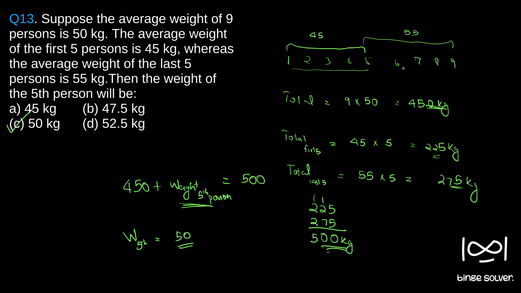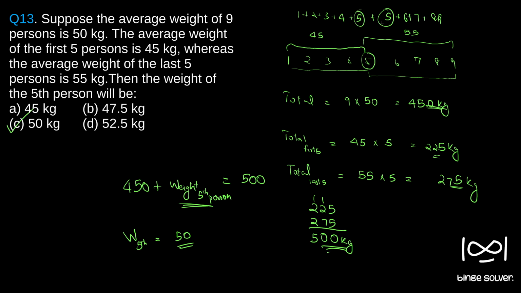this weight plus this weight minus this weight. Why? If you add the total weight of these 5 people and the total weight of these 5 people, we have the 5th person repeating one extra time, right? So 1 plus 2 plus 3 plus 4 plus 5 plus 5 plus 6 plus 7 plus 8 plus 9. So in this sum, 5 is repeating twice.